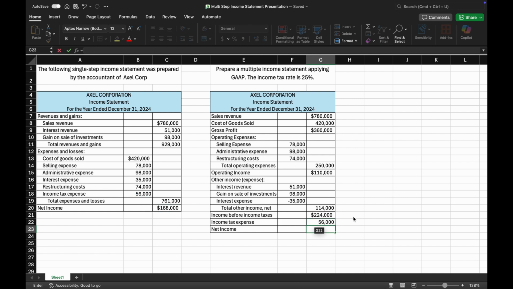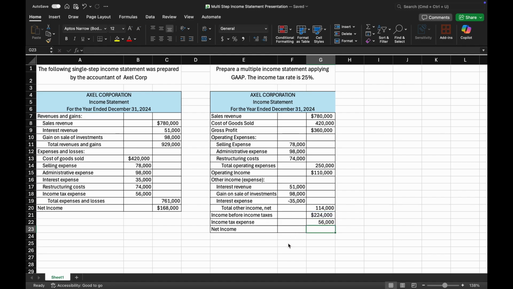Also, if you want to check that this $56,000 is correct, we can just multiply $224,000 times the tax rate of 25%. So times 0.25, and that also comes out to $56,000.